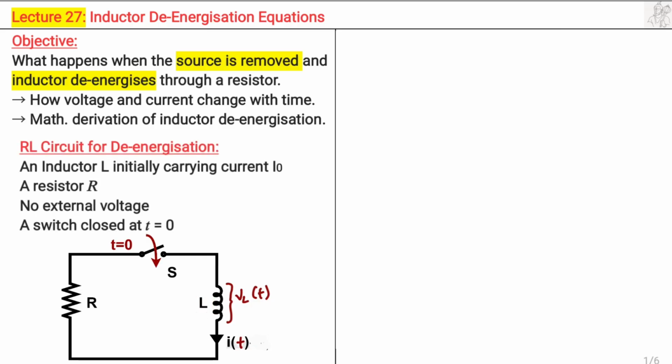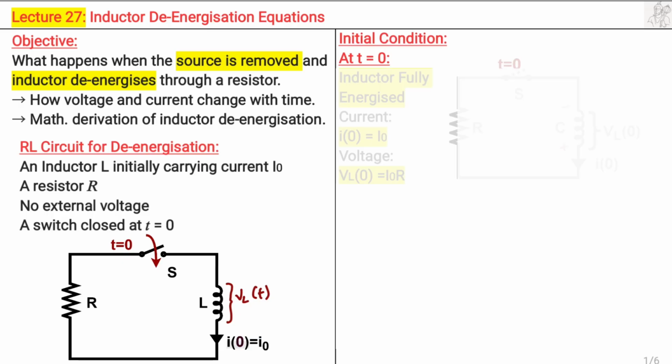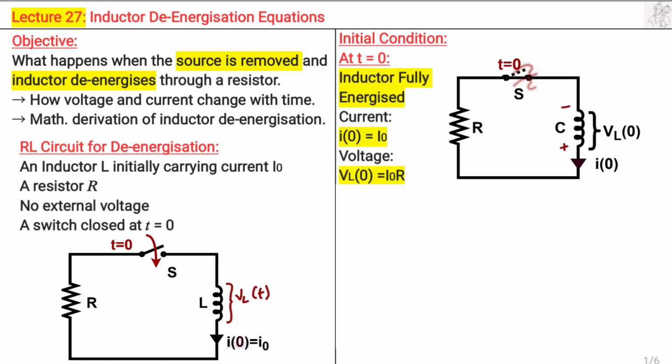So the circuit consists of a resistor R, an inductor L, and a switch S which is closed at t equal to 0, and the initial current will be I naught. So let's talk about initial conditions first. At time t equal to 0, the switch is turned on. Therefore, the inductor is behaving like a source and the current will come out of the positive terminal, and the current value will simply be equal to I naught. Therefore, the initial voltage will be equal to I naught R.